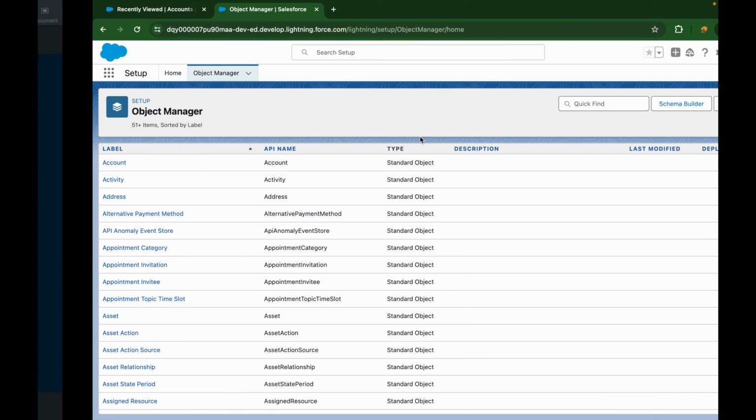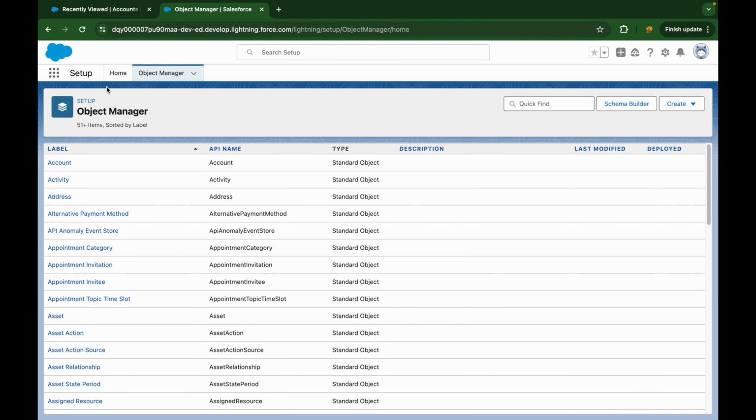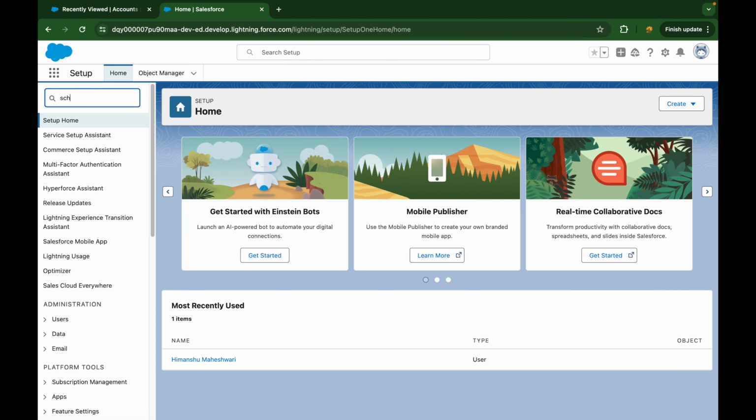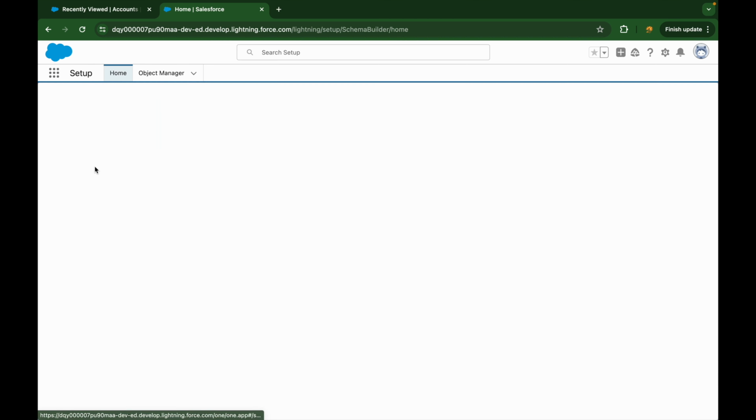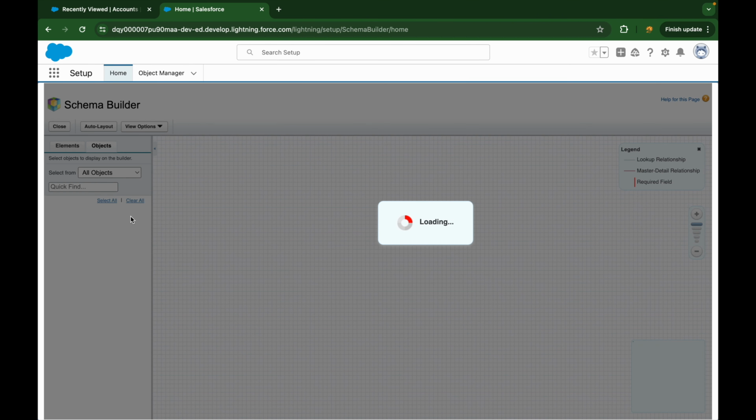That's the job of the developer. How do you see the schema? One way to see the schema, the very basic schema, I gave you a very big picture, but the schema builder is something that's available on Salesforce on the setup page. And what you can do is take a look at the relationship or how each object is associated. So this opens up a grid.